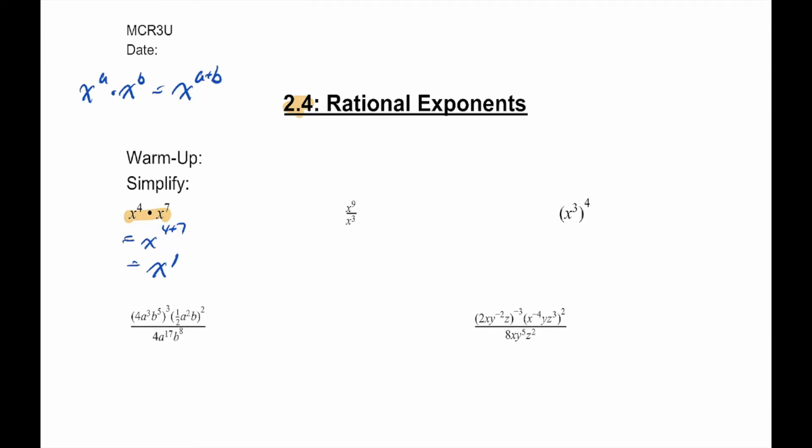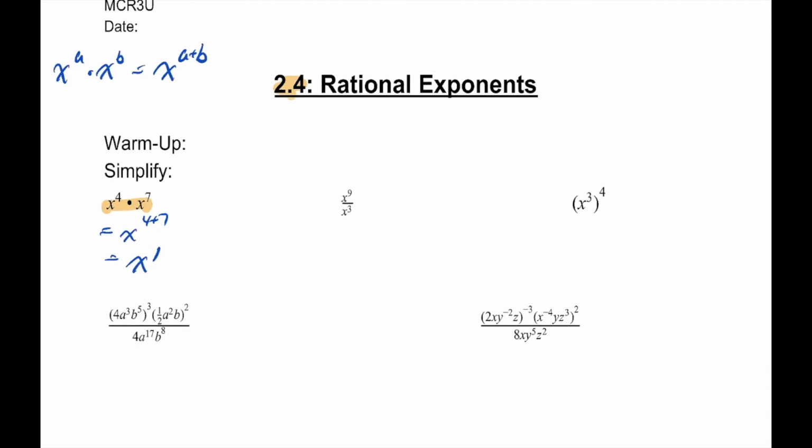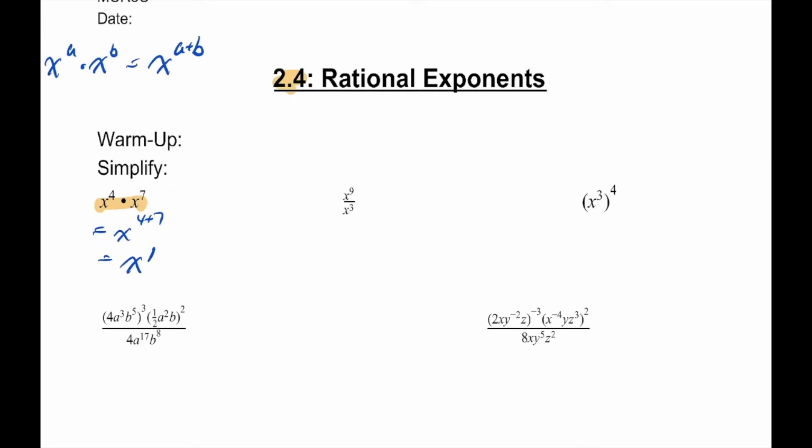Our next question is we have x to the power of 9 divided by x to the power of 3. So here's the quotient rule, where now we're dividing one power by another power. Again, the base always has to be the same. So in this case, we're going to subtract the exponents. So x to the power of 9 minus 3, which is x to the power of 6. So in general, if we have x to the power of a over x to the power of b, then this is just going to be x to the power of a minus b.